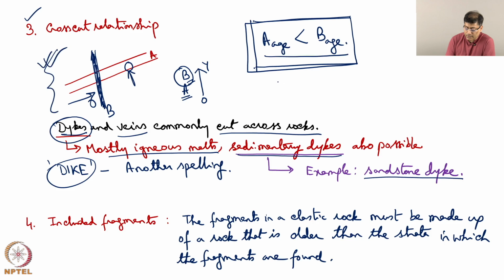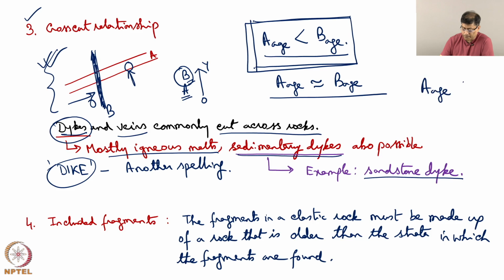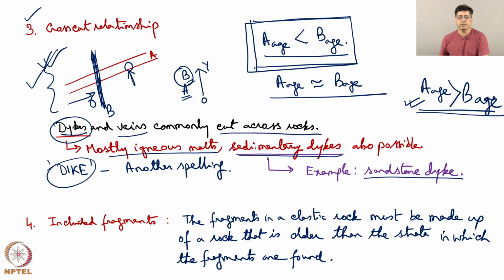If you find a relationship where A age is nearly equal to B age, that also will be questionable. What is expected for such a cross-cut relationship is that A age should be more than B age. If we find this, that means our field observation and the mass spectrometer derived geochronological date are matching. Let us look at the principle of included fragments, and using this we find out the relative age.